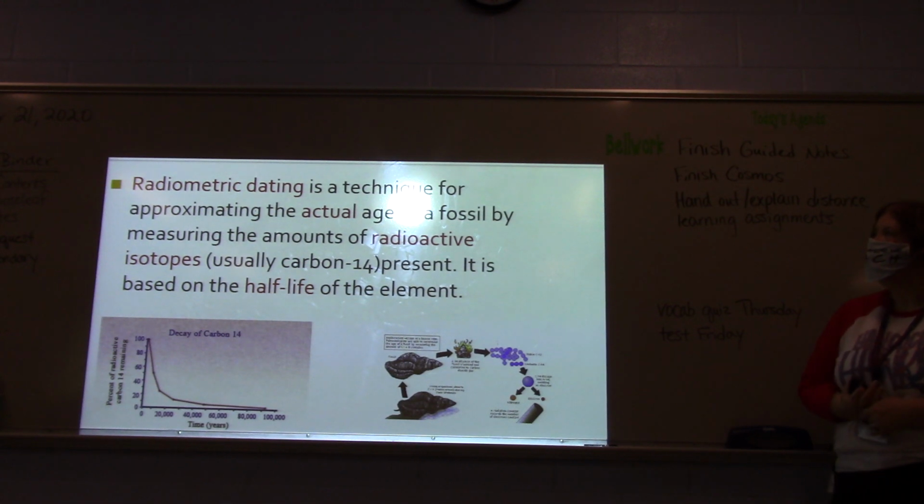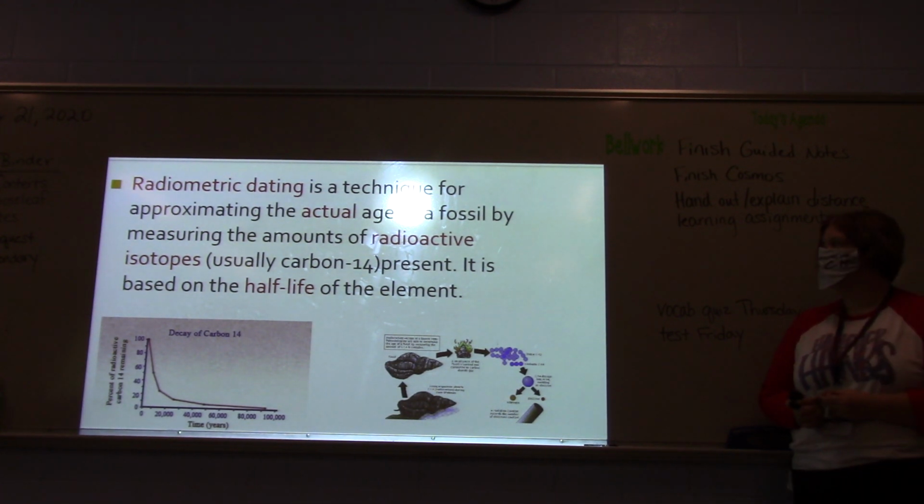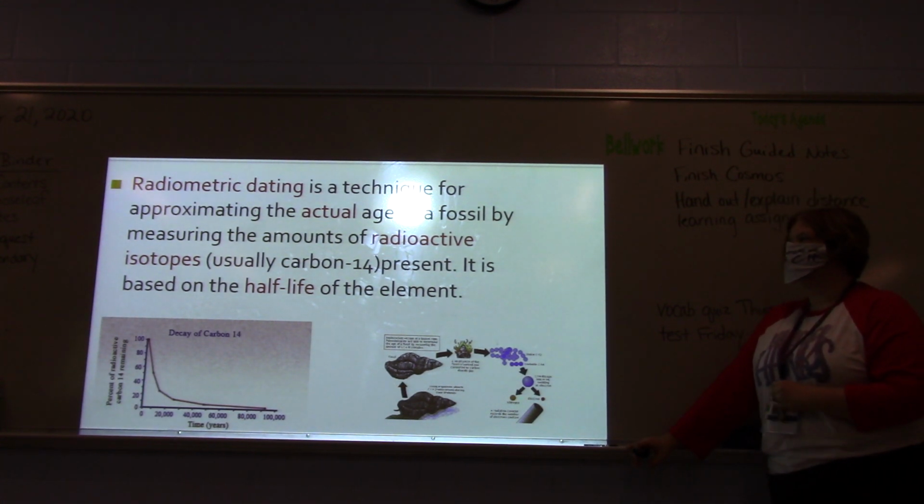Okay. All right, if you want to get the actual age of something, you would do what is called radiometric dating. This is where they use isotopes, radioactive isotopes. Normally carbon-14 is the isotope that they use, and it's based on the half-life.